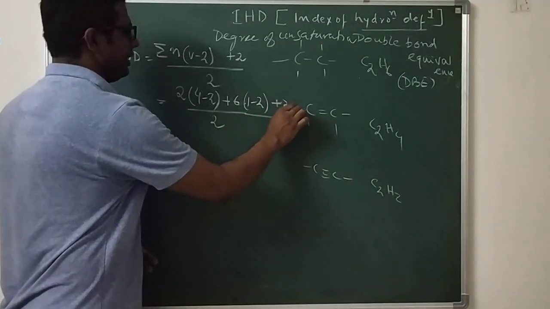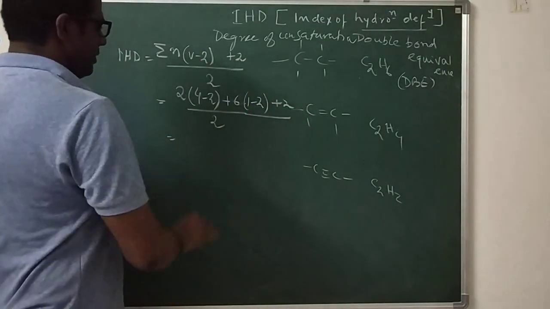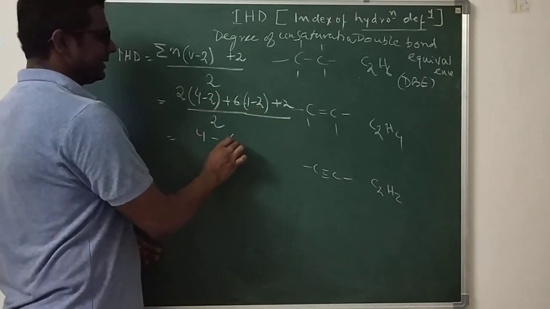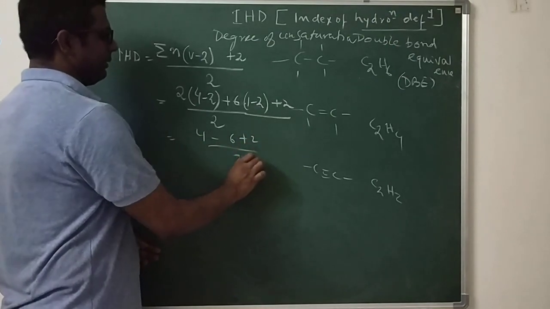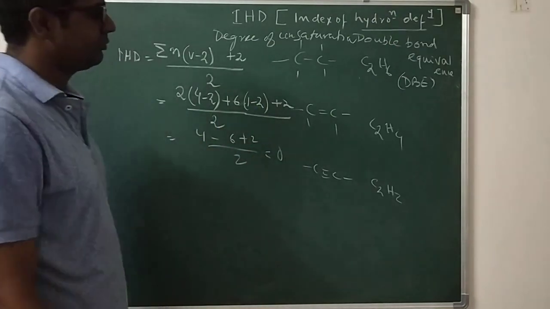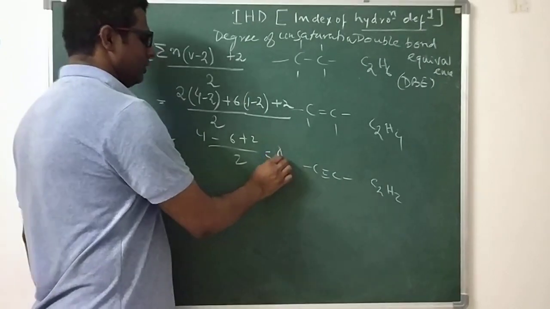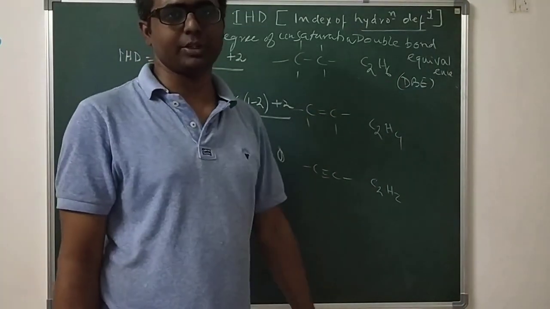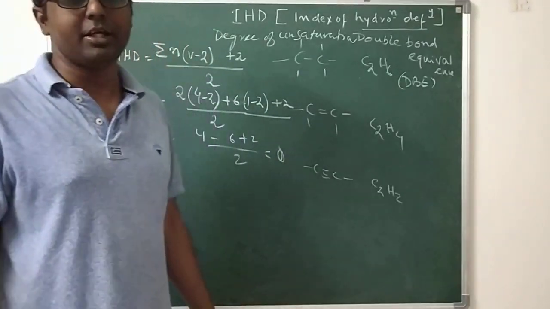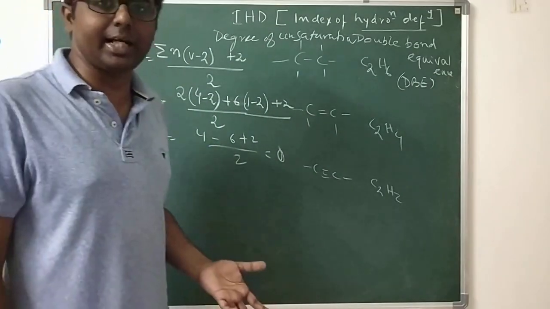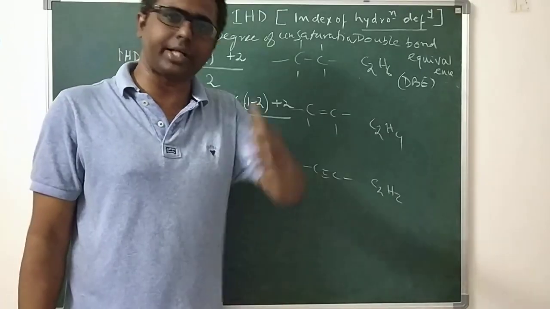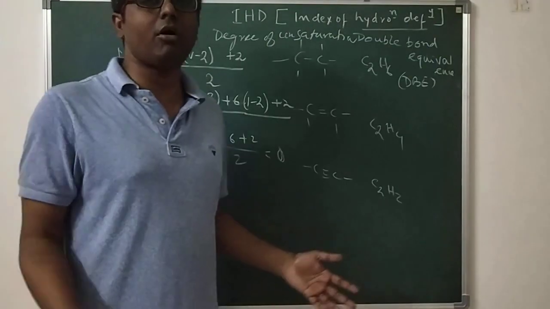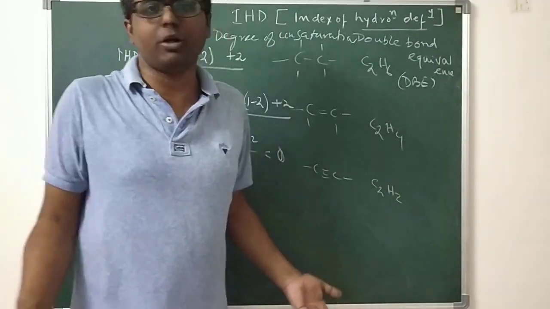And at the end of the day, this plus 2 is coming out. So if you calculate this, 2 into 2, 4, minus 6, plus 2, whole divided by 2, this will be 0. IHD of ethane is 0. That means the hydrogen deficiency of ethane is 0. And that is correct. Ethane is not hydrogen deficient, right? Ethane has plenty of hydrogen filled up in all its 4 arms, right? They have a lot of hydrogens.